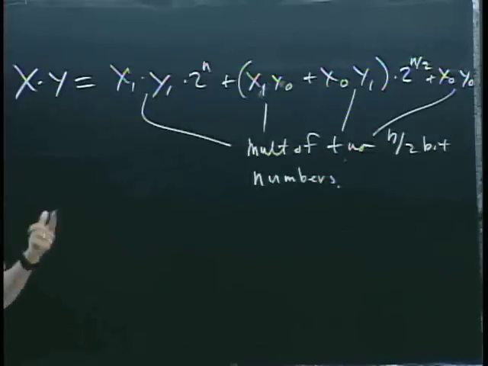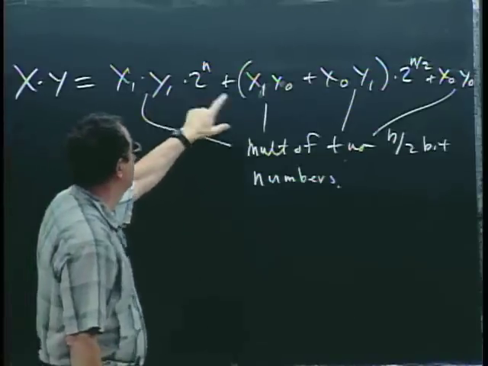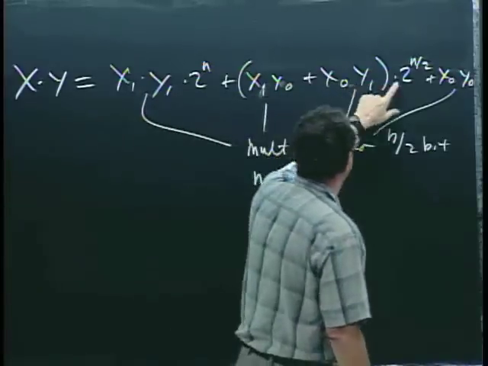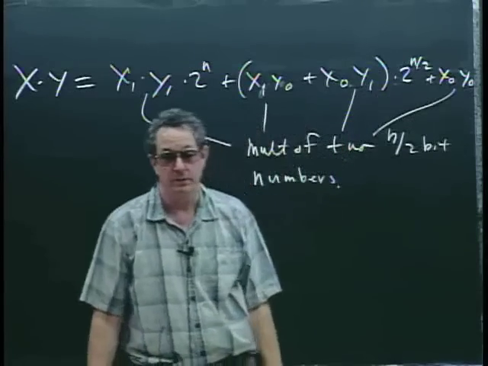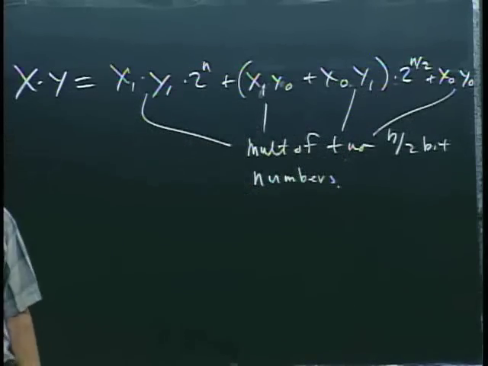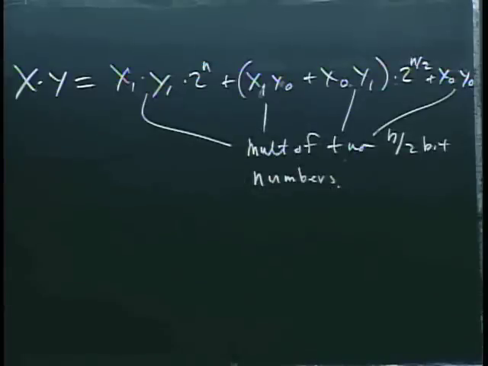Now, somebody should object that it actually looks like we have more multiplications. We have more than 4 multiplications. It looks like we have 1, 2, 3, 4, 5, 6 multiplications. Okay? But I claim we actually only have 4 multiplications. Why is that?